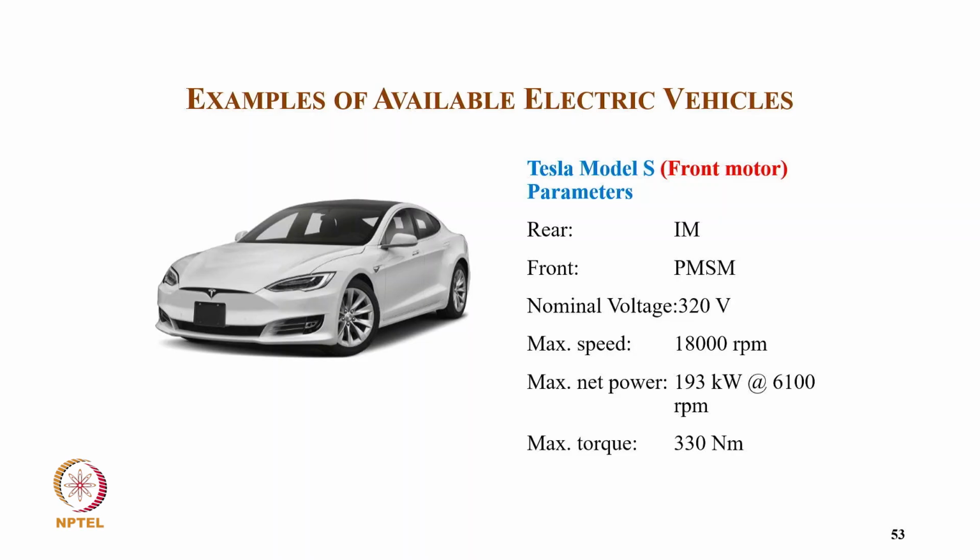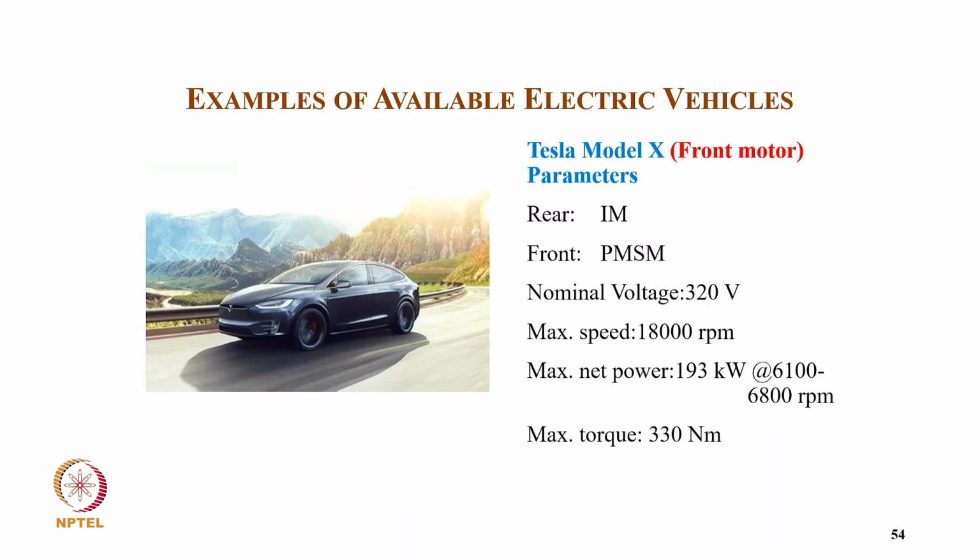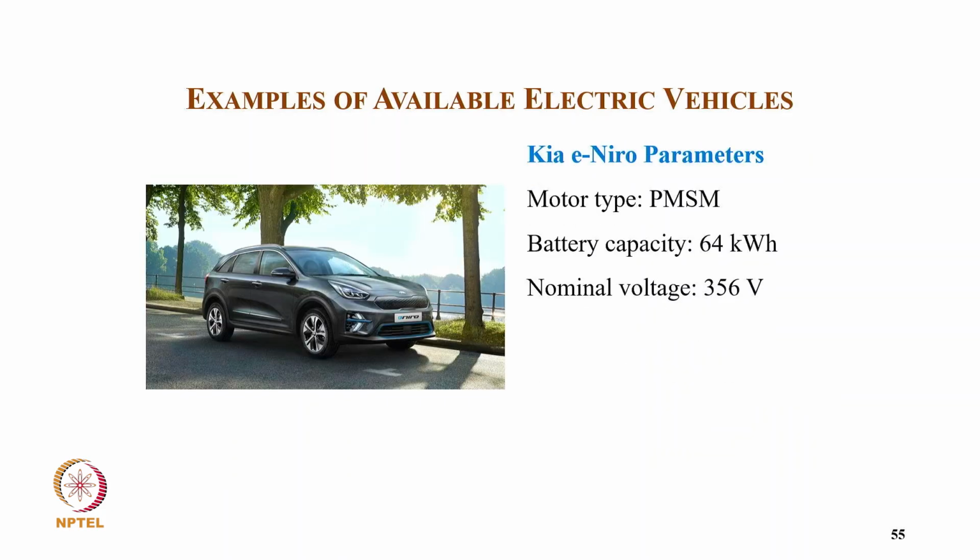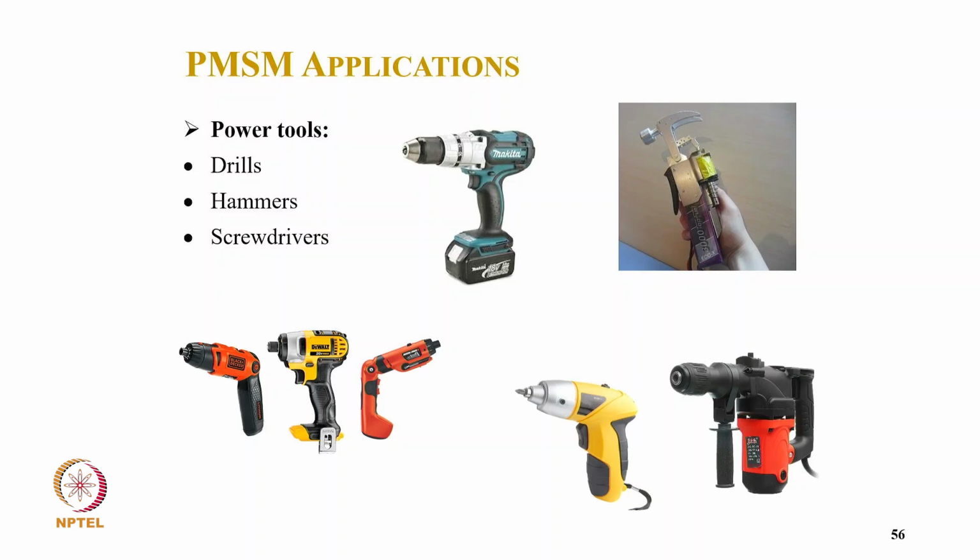Tesla models, of course, use a permanent magnet synchronous motor for the front motor. However, they use an induction motor at the rear. Then another Tesla model they also use, and the Kia e-Niro also uses a permanent magnet synchronous motor. So a lot of electric vehicle manufacturers are using this.